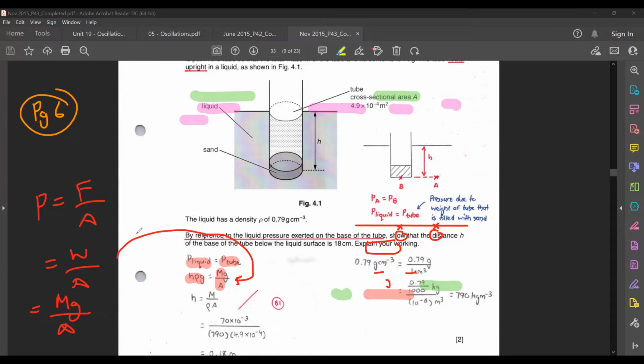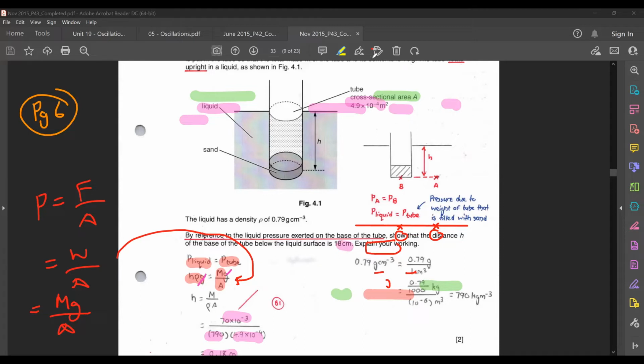Then after that, it's a simple matter of cancelling whatever is not necessary here. The g's will cancel off. Eventually, you get h equals m over rho A. Now you know the value of big M, which is 70 grams, changed to kg. You know the value of the density is 790 kg per meter cube. Your area is 4.9 times 10 power minus 4. Eventually, you get the answer as 0.18 meter, change it back to centimeter.